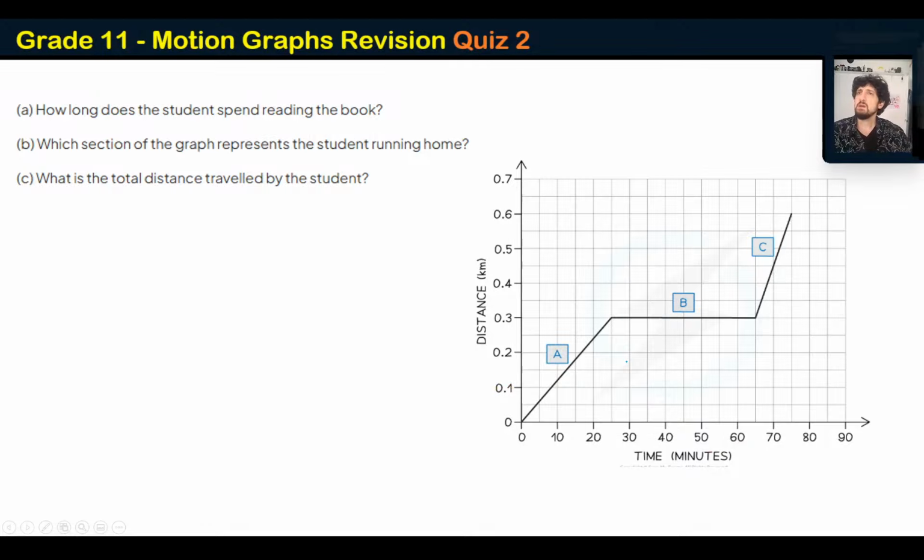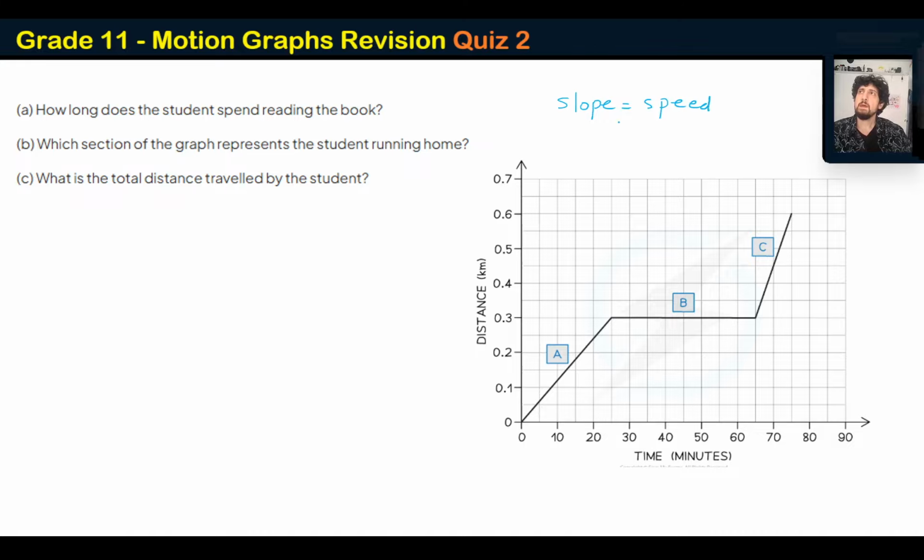Let's keep going. Okay, so here's a live example. We've got distance on the y-axis and time on the x-axis. Remember, that's the first thing you look for. What kind of graph is it? So this is distance time. So that means the gradient represents speed. Okay, so immediately you should know that slope equals speed.